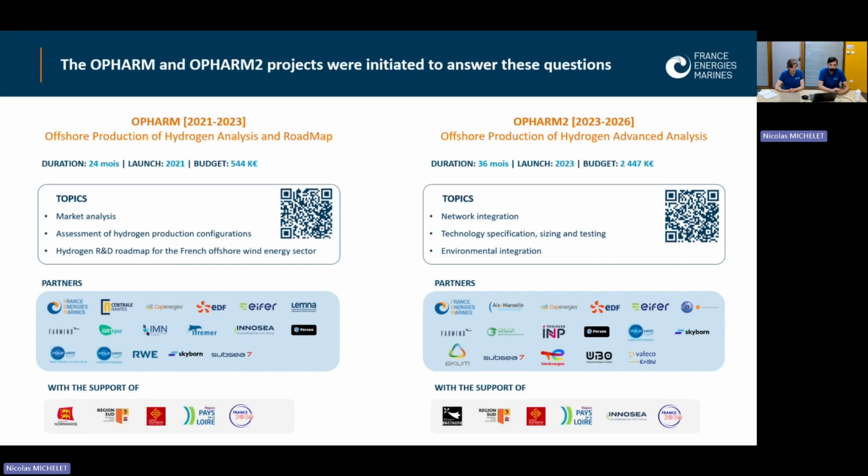Those collaborative projects brought together academia, industry members, SMEs and other structures around some key topics, among which market analysis, assessment of hydrogen production configurations, roadmaps for research on this topic, network integration, technology specification and sizing, and environmental integration. If you want to know more about those projects, you can look up the QR codes.